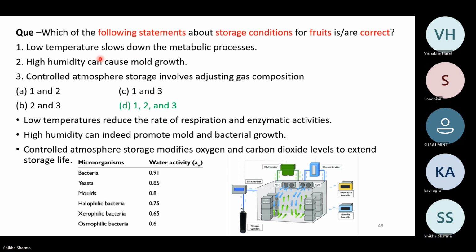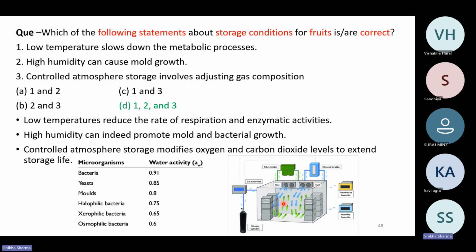So if there is high humidity, obviously they all can grow. Bacteria, yeast, mold, and all kinds of these bacteria can also grow. And obviously statement 1 is correct because low temperature obviously slows down the metabolic process, and statement 3 is correct because controlled atmosphere means that we are modifying O2 and CO2 level and we are extending the storage life.